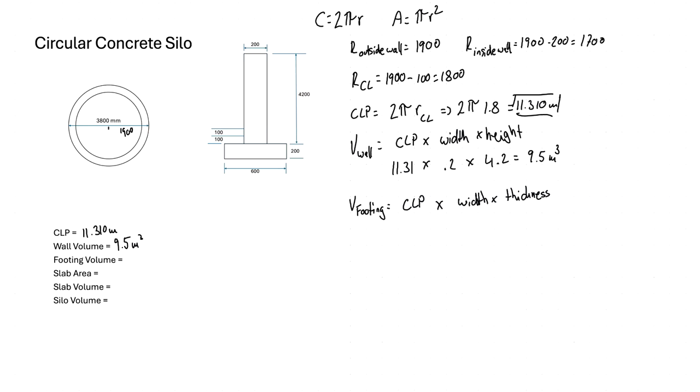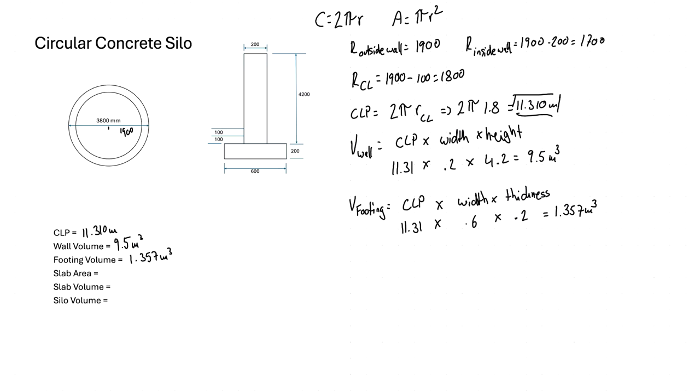So 11.31 times our width is 0.6 times our thickness is 0.2. Punching it all into the calculator. 11.31 times 0.6 times 0.2 gets us 1.357, so about 1.4 cubic meters. So that is the amount of concrete we need to buy for the footing.